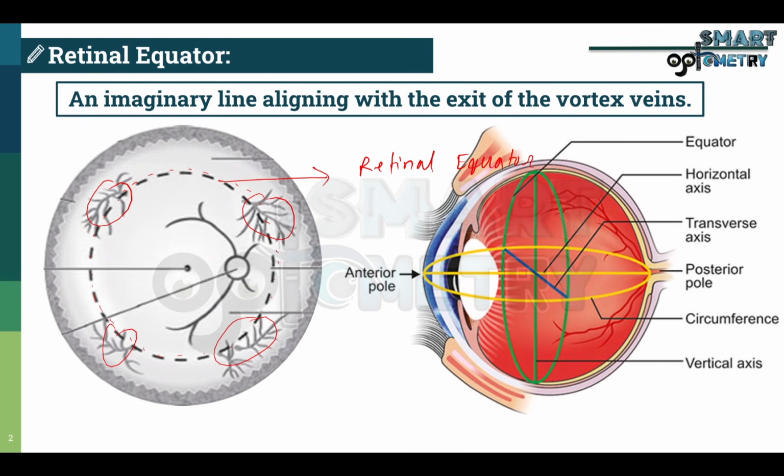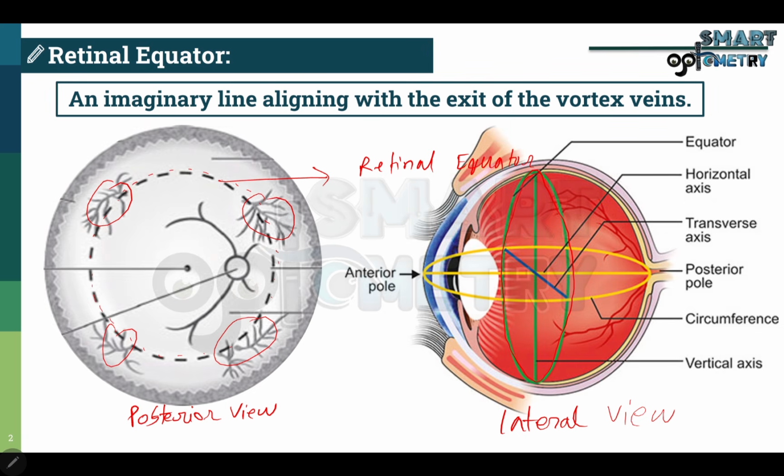This is the posterior view, means we are seeing the eyes from the back, and this is the lateral view. Here it will be the equator.